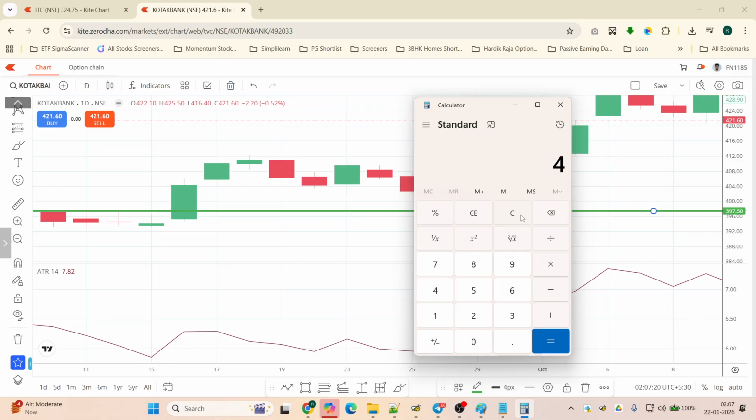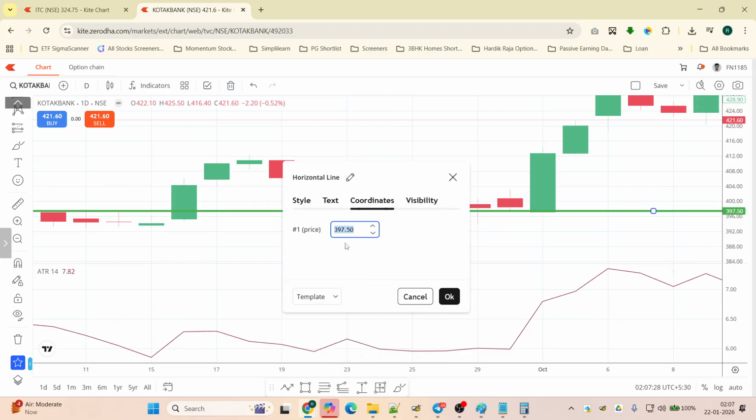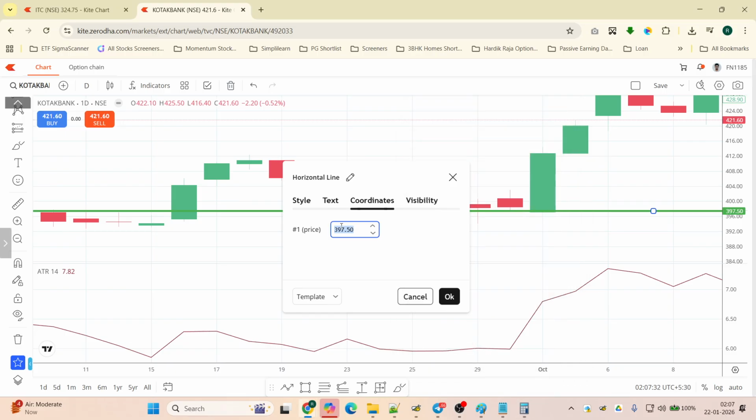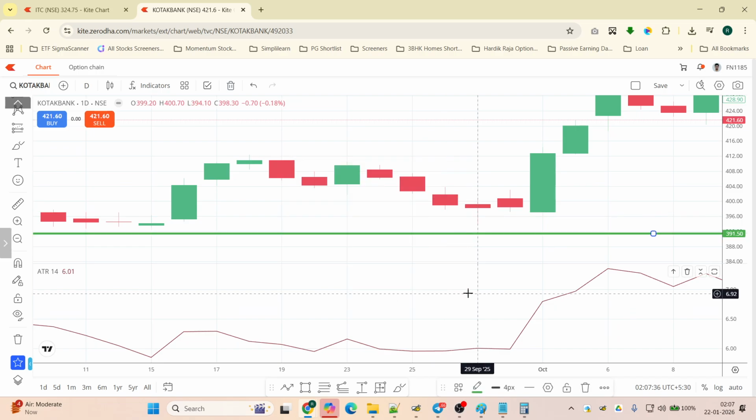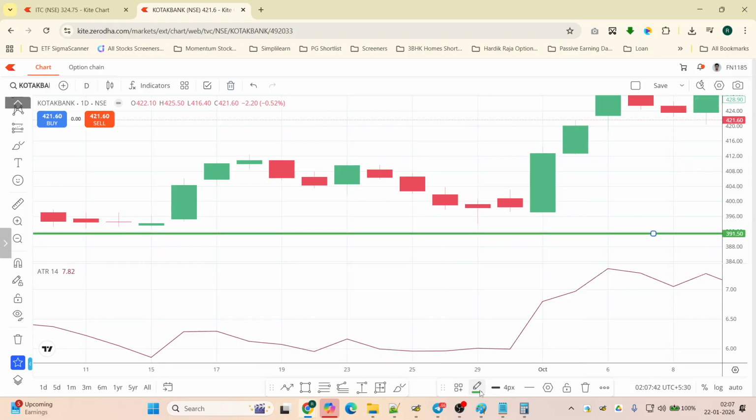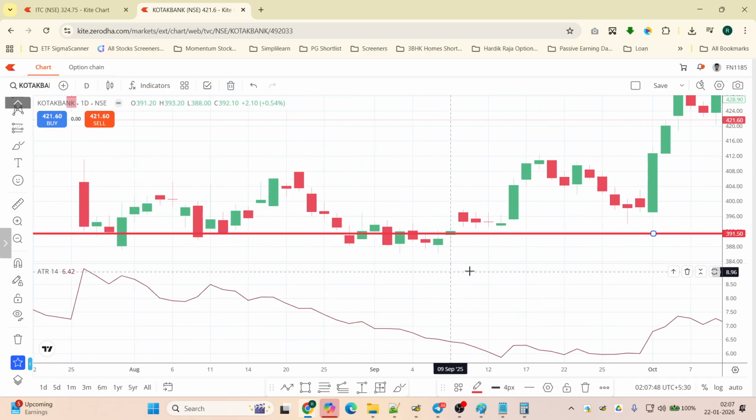So 2 times my ATR is 403.5 minus 12, which is 391.5. Let me set it to 2 times ATR. 391.5. Guys, can you now see this difference? This will be my stop loss, so I'm marking it red. Can you clearly see a difference here?